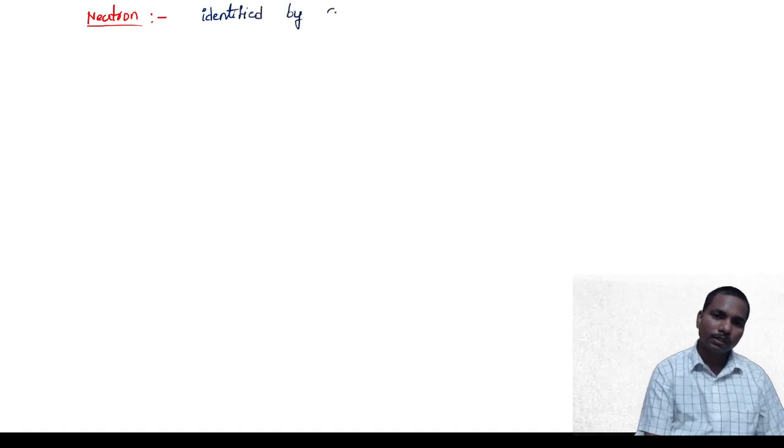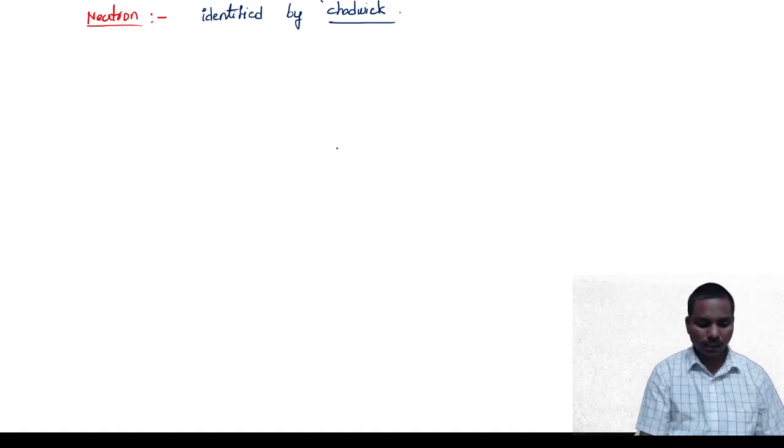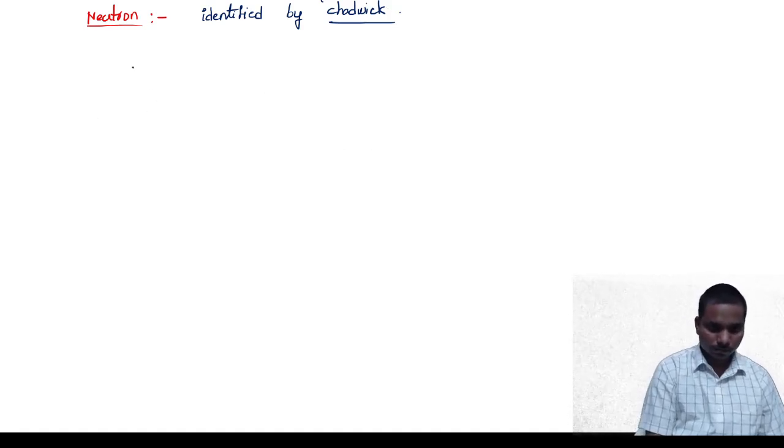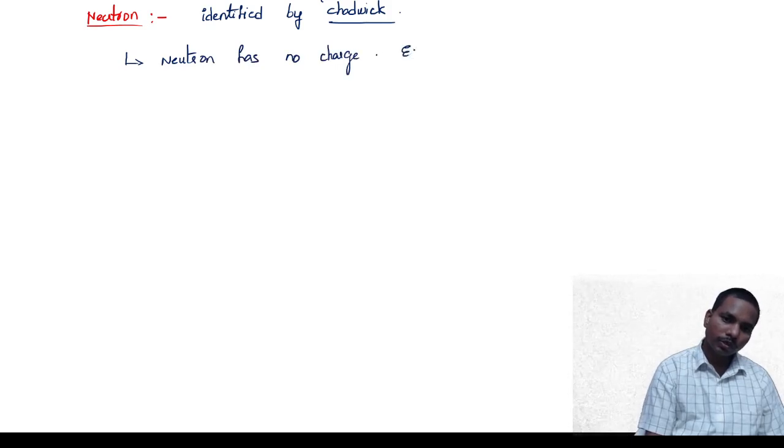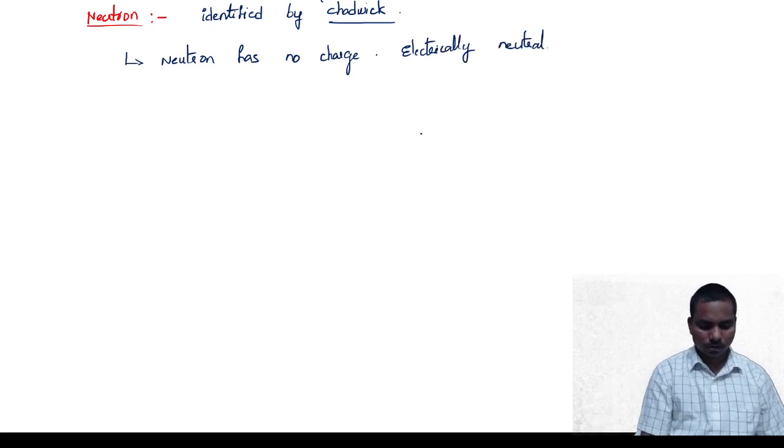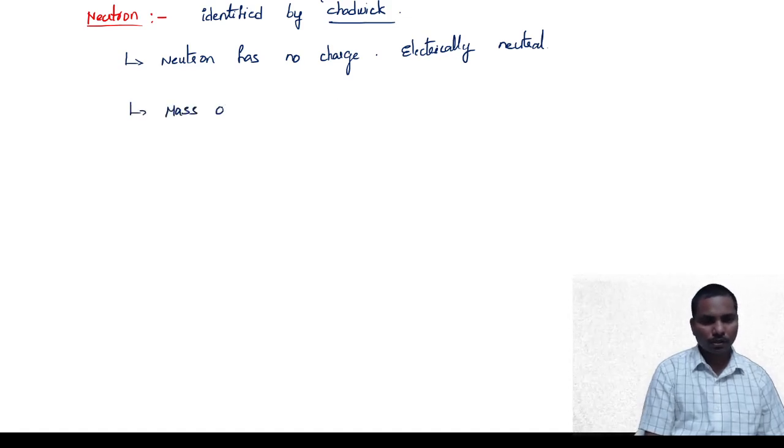Identified by the scientist called Chadwick. Okay. So these are electrically neutral, as the neutron has no charge. That means you can say electrically neutral. And coming to the mass, mass is the same as proton.